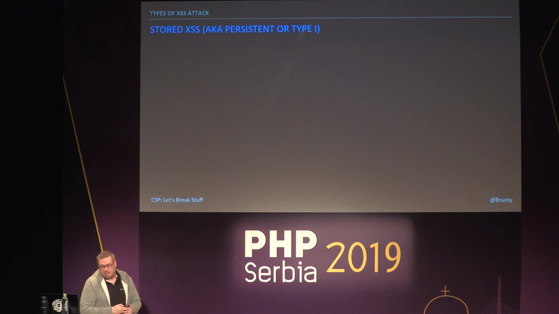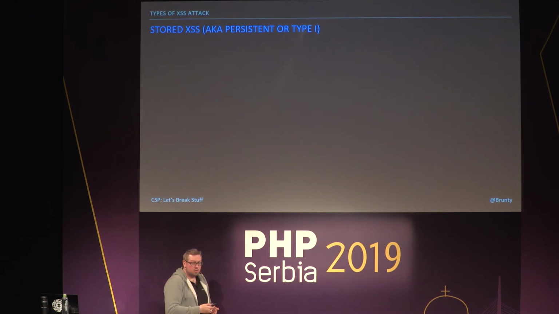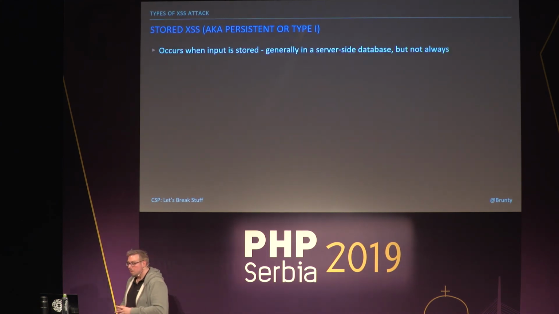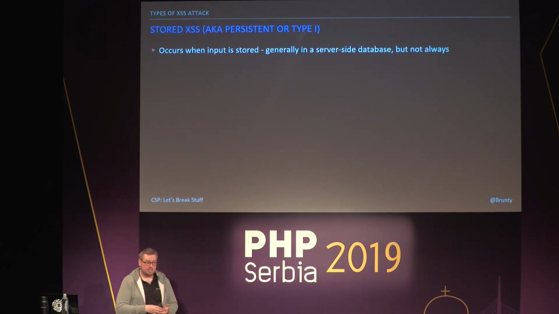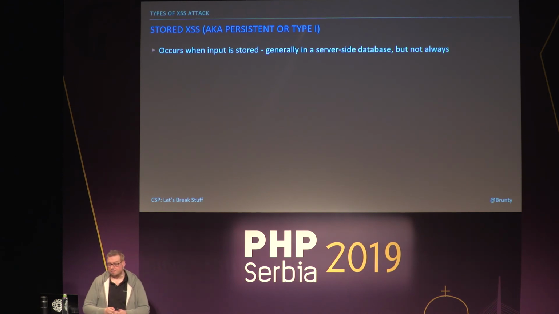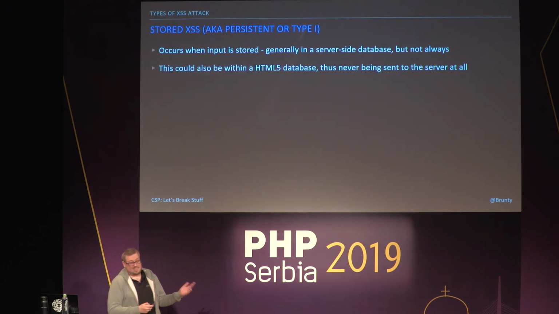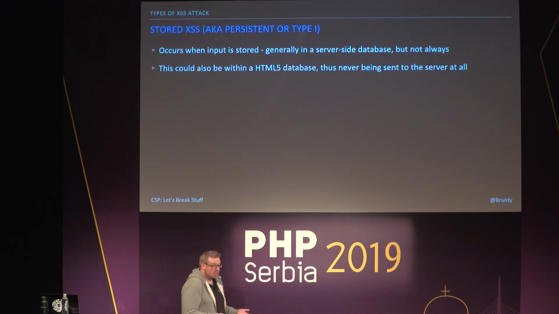So, there's a few different types of cross-site scripting risks. There's persistent, type 1, stored cross-site scripting. Ultimately, the input is stored somewhere, generally in a server-side database, but we have things like local storage, which is a key value store in browsers these days. That could also be used as a method to store this. It never gets sent to the server, if that's the case. The server may not even see it in logs.